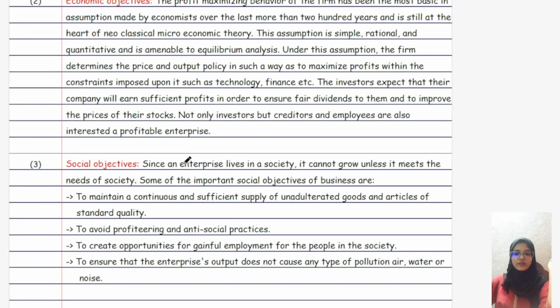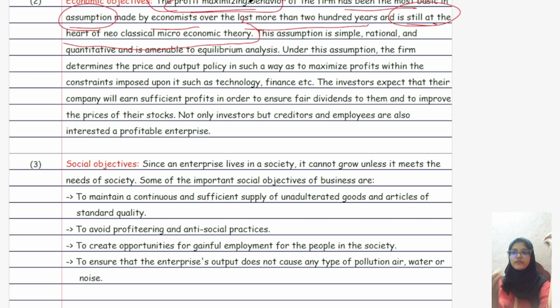Next, we have the economic objective. What is that? The profit maximizing behavior of the firm has been the most basic assumption made by economists over the last more than 200 years and is still at the heart of neoclassical microeconomic theory. What are they saying actually? They're saying that, as an economic objective, every business has a profit motive, right? No one is doing charity free of cost. Everyone is here for the money.